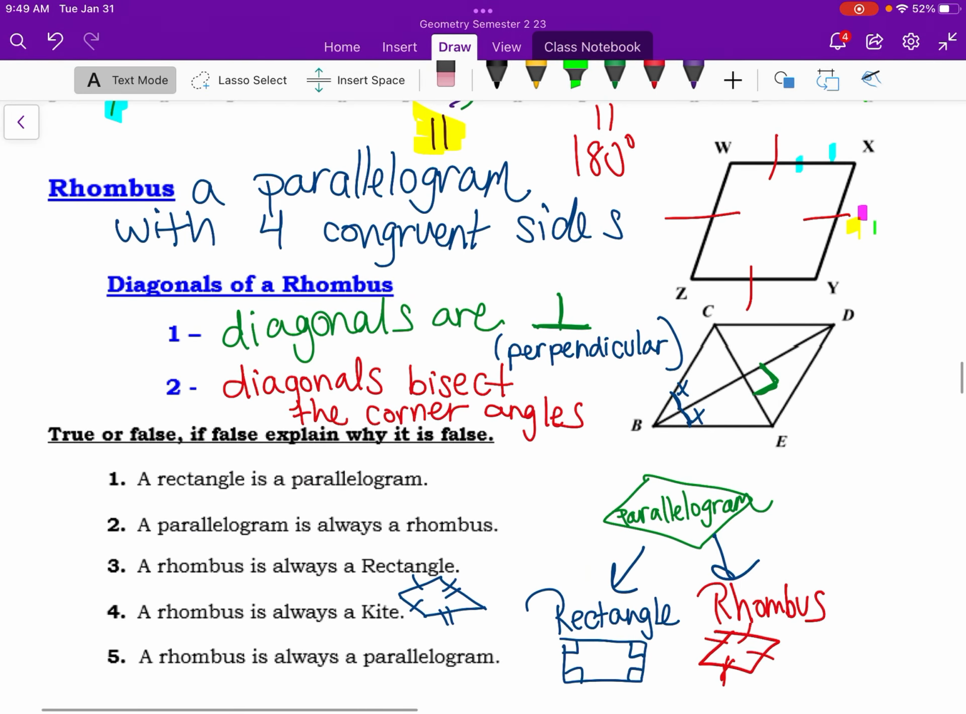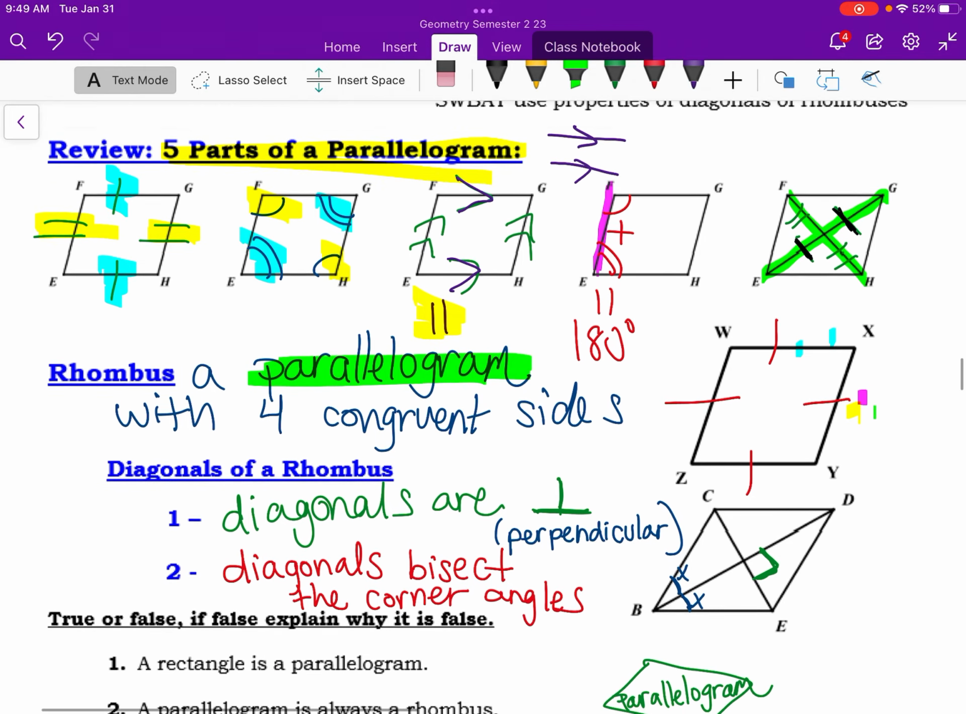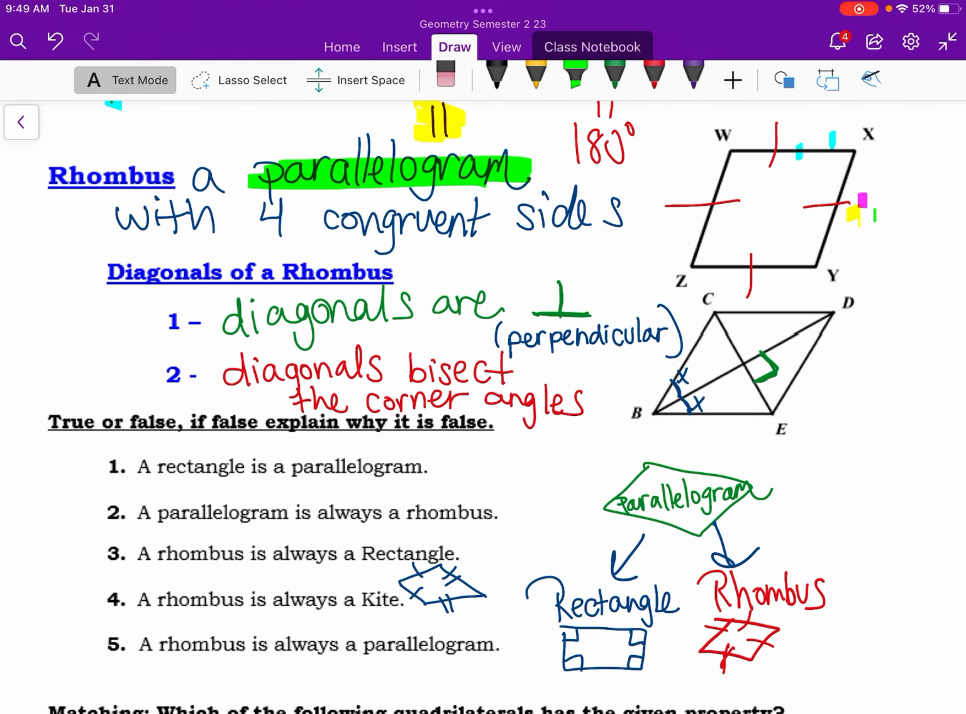A rhombus is a parallelogram with 4 congruent sides. So it has everything that the parallelogram has. It inherits all those properties, plus it has 4 congruent sides. Not just 2 pairs of congruent sides, now they are 4 congruent sides. It's a little crooked, but this is nothing about the angles, just about the sides.